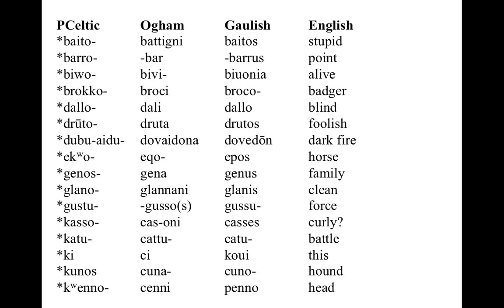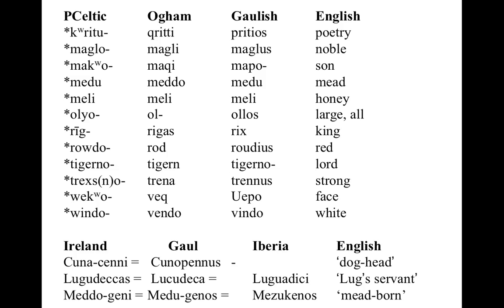When we take a look at these lists and see how similar they are, it includes not only individual words, but even personal names. I list at the bottom there, for example, that in both Ireland and Gaul, a person could carry a personal name meaning doghead, Cunacenni in Ireland, or Cunopenis in Gaul. In Ireland, Gaul, and Iberia, you could carry the same name, Lug's servant or Meadborn. And these are personal names that have carried through.